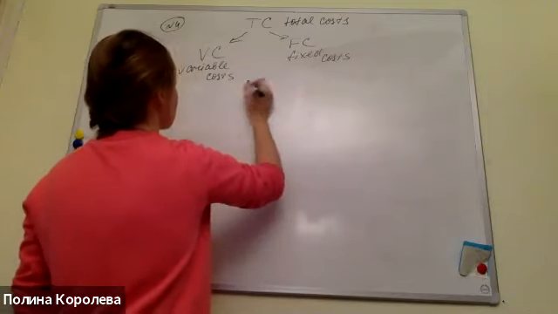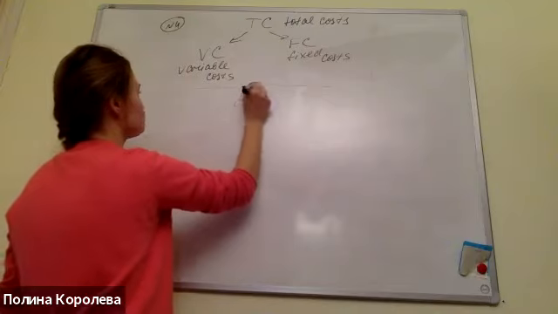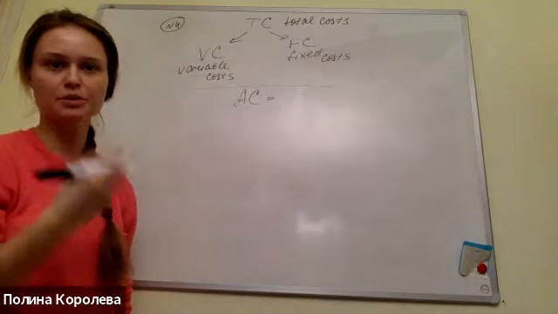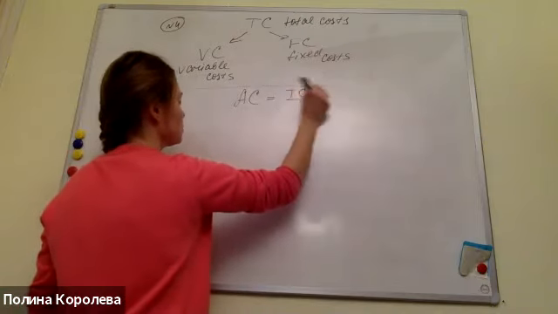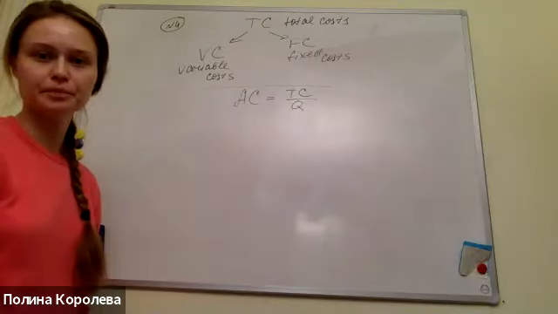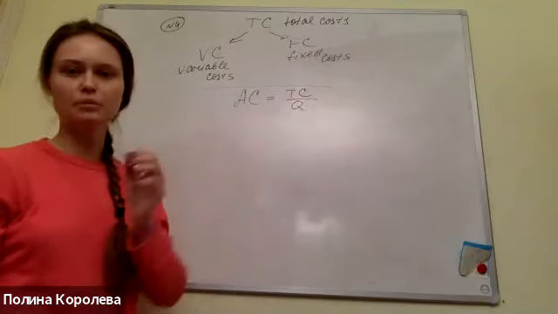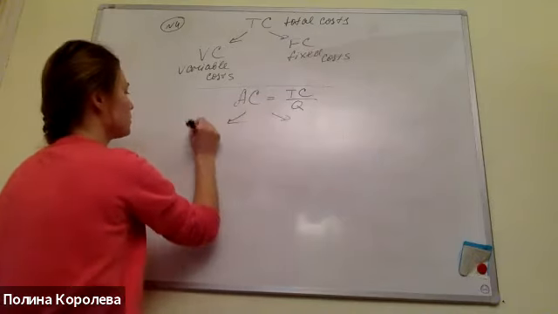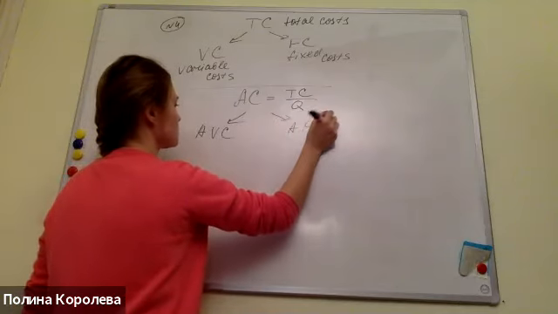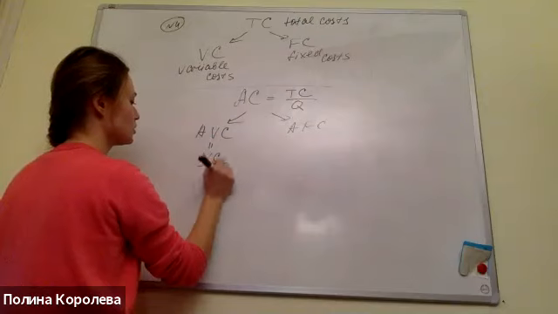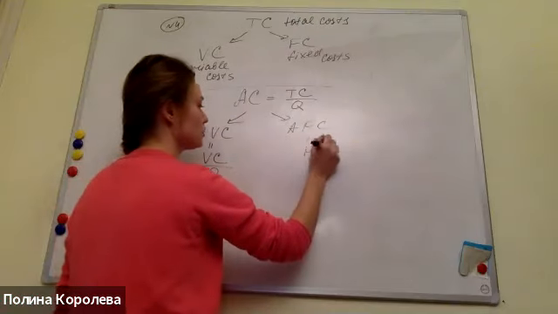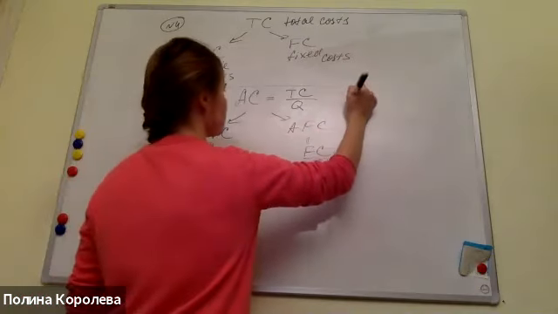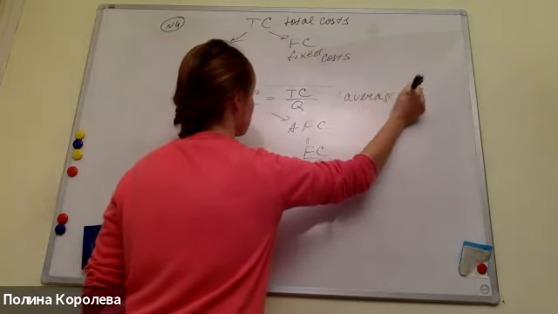Okay, then next, average costs. Average cost, how to count? How much on average we spend on each unit we produce? It's total costs over the quantity that we produce. How much we spend on production of one banana on average? We can divide it also into average variable costs and average fixed costs. This is variable costs over quantity. This is fixed costs over quantity. This was average costs.